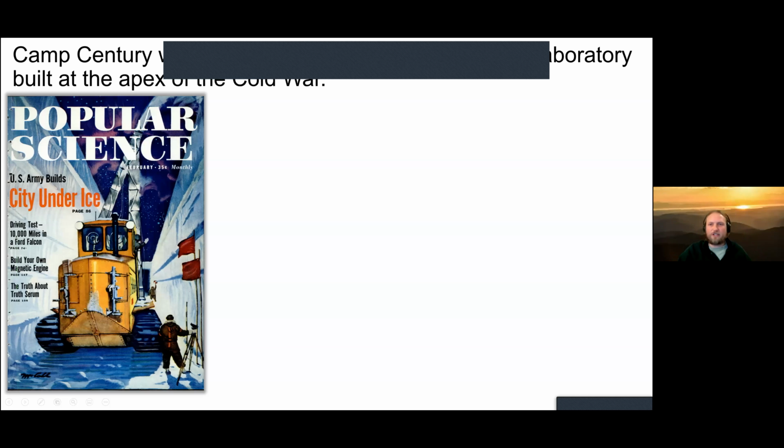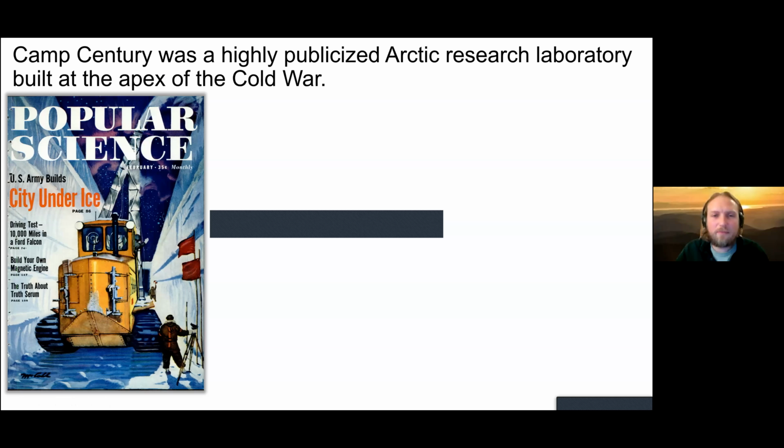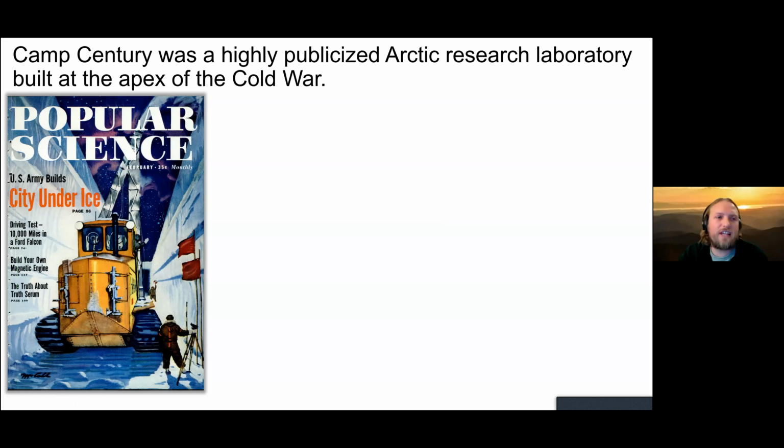And Camp Century was sold to the public, very publicly, by the US military as this Arctic research laboratory. And they brought in media to showcase just how advanced the US military was at adapting to really challenging conditions in the Arctic, as well as trying to showcase our scientific capabilities as well.